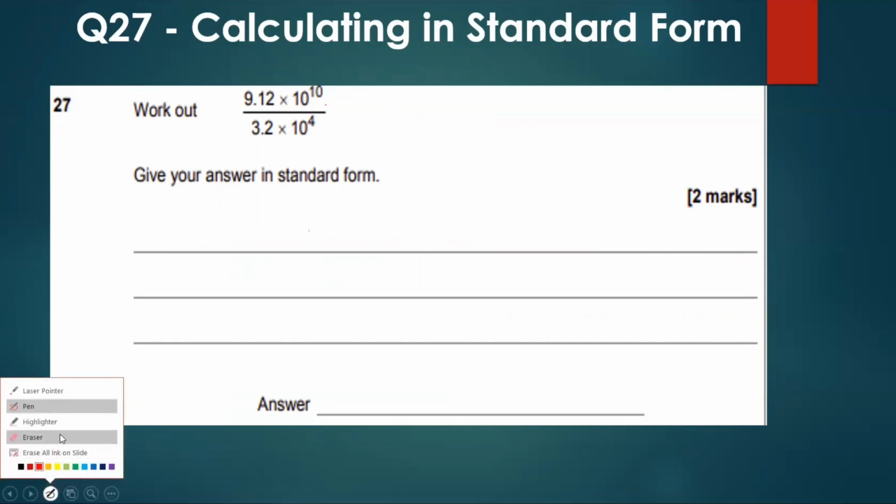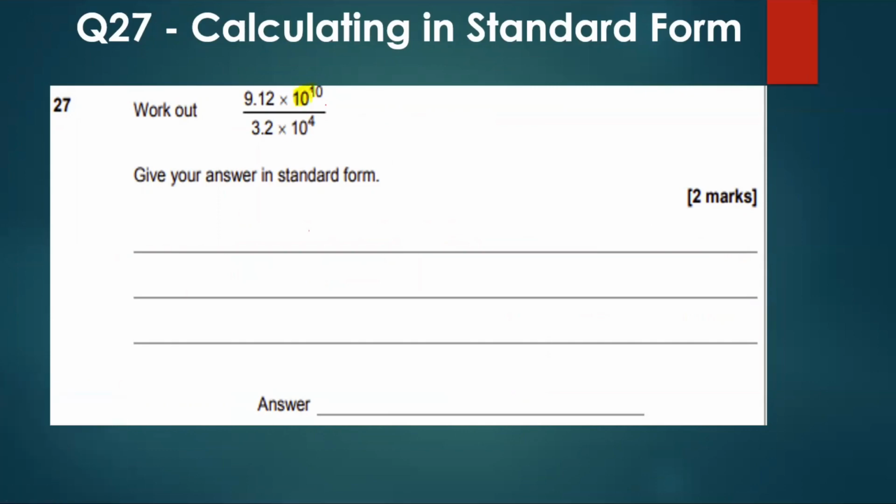Okay, so what you first of all need to realize is that if you've got the same base that you can just take away and you're dividing, you can take away the powers. So I've got 10 to the power of 10 divided by 10 to the power of 4. So now I can take these away. So that's 10 to the power of 6. My bottom number, it's going to be times by 10 to the power of 6, okay?